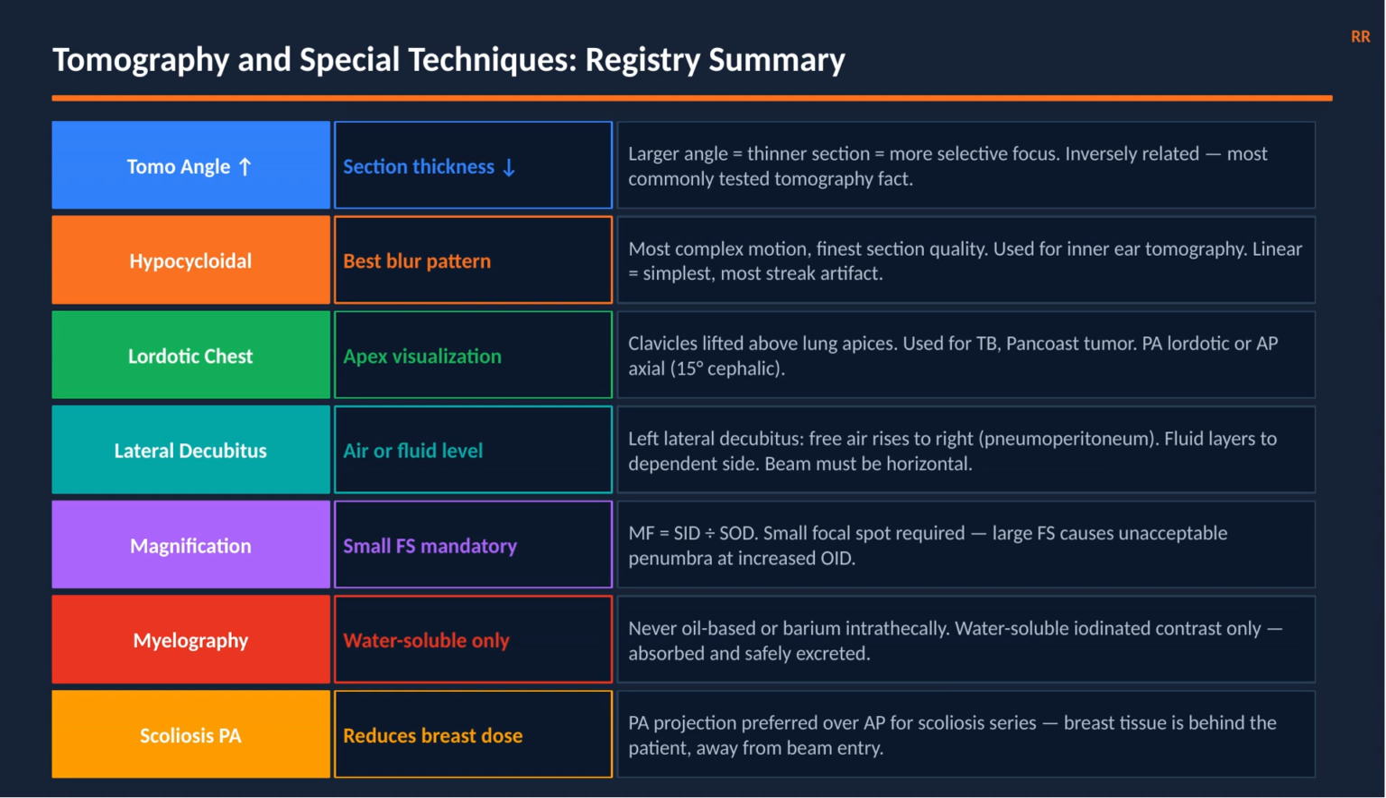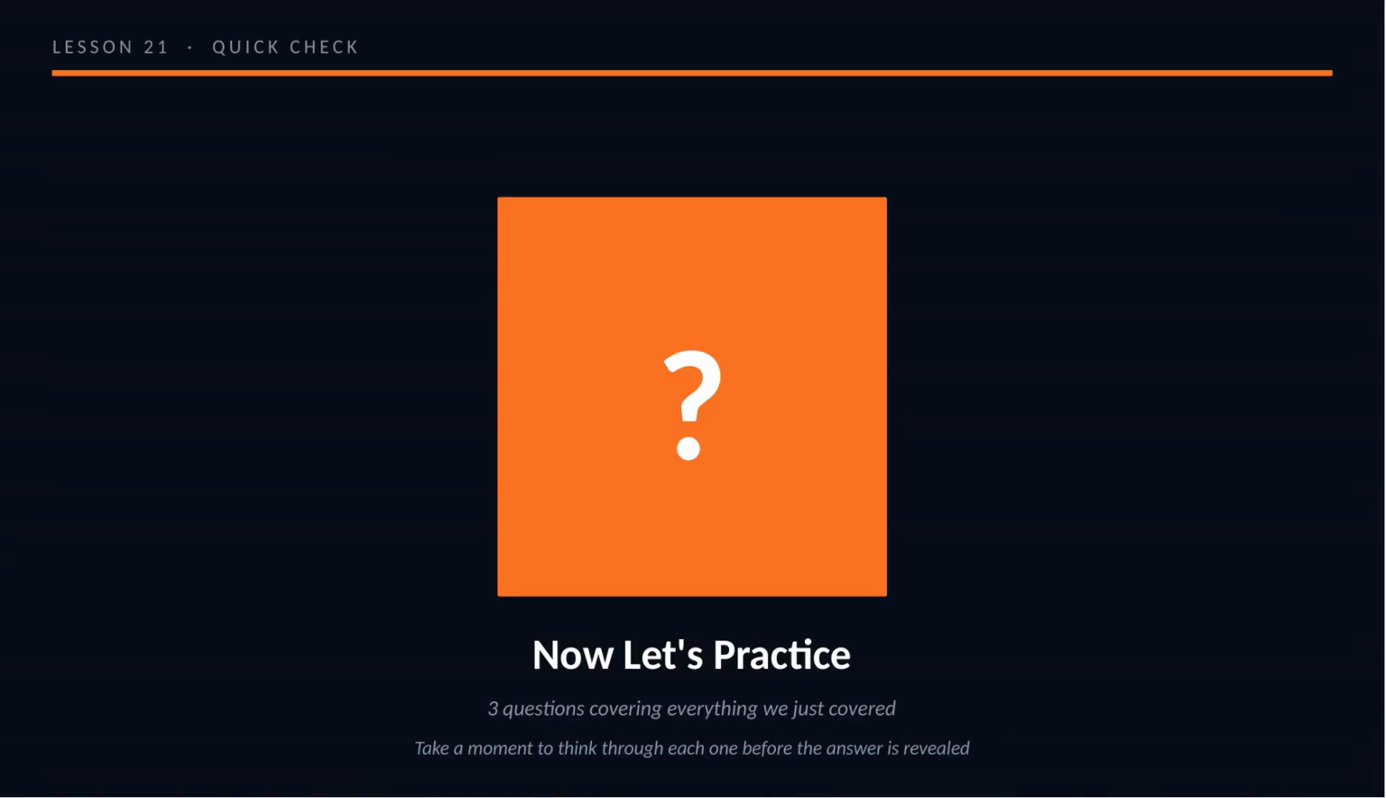Magnification radiography. Small focal spot is mandatory. Large focal spot causes unacceptable penumbra at increased OID. Myelography. Water-soluble contrast only intrathecally. Never oil-based or barium. And scoliosis series PA projection. Preferred over AP. Reduces breast dose because the breast is on the exit side of the beam, away from the entrance dose. 3 special imaging technique questions.